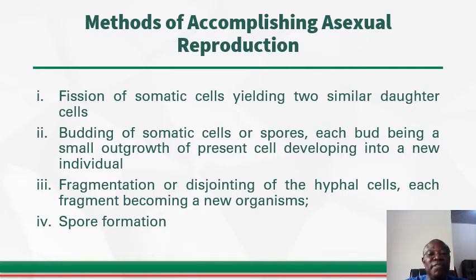One is by fission of somatic cells, and this will yield two similar daughter cells. Two, by budding of somatic cells or spores, each bud being a small outgrowth of the present cell developing into a new individual or organism. This one is found mainly in yeast. Then it could be through fragmentation or disjointing of the hyphal cells, each fragment becoming a new organism. Then it could also be through spore formation.